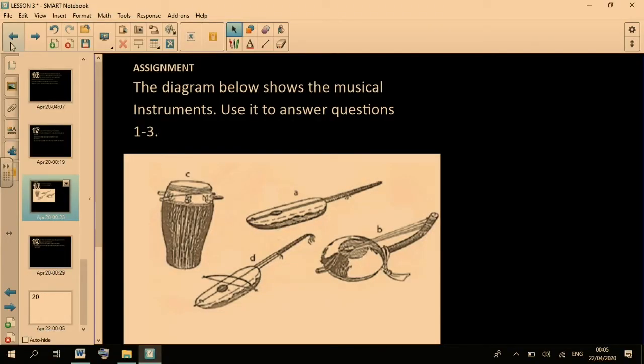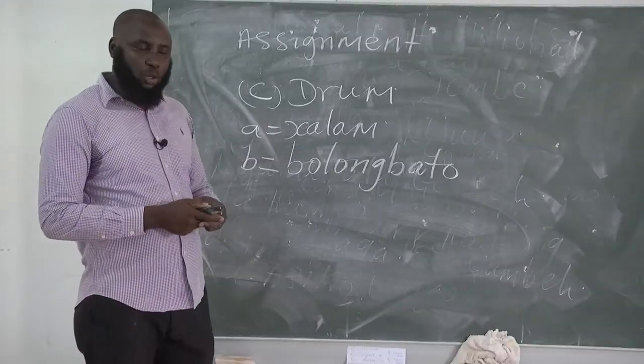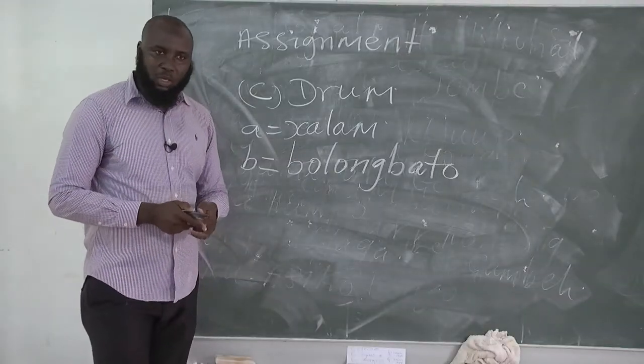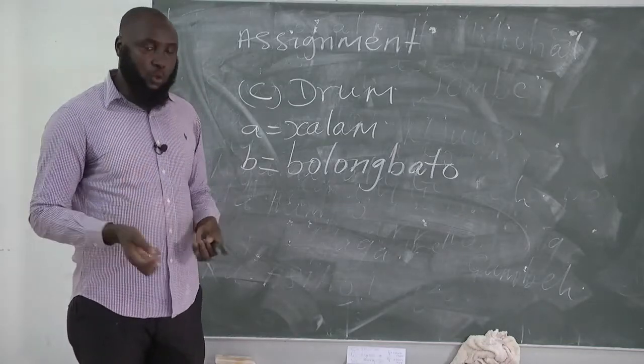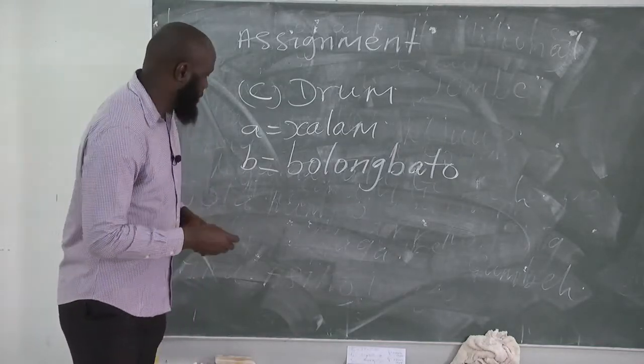Now, the musical instrument labeled B is called bolong batu. This bolong batu is used by the Mandinkas. It can also be used by other ethnic groups as well.